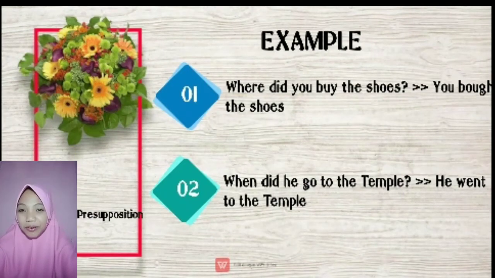Okay. Number one, where did you buy the shoes? So, we can see from this sentence, we use the WH question word where. From this sentence, we can presuppose you bought the shoes. Okay, number two, when did he go to the temple? So, we use the WH question word when. We can presuppose that he went to the temple.